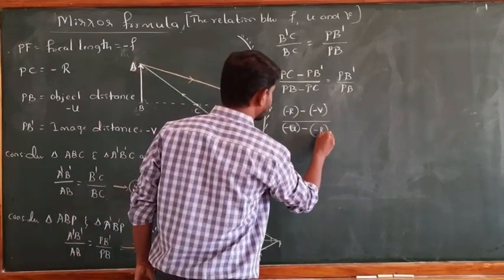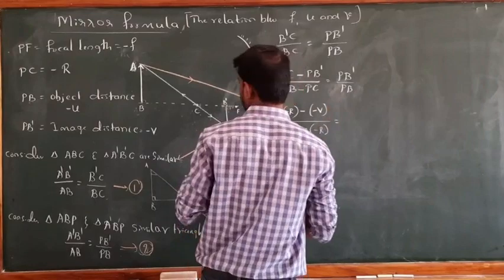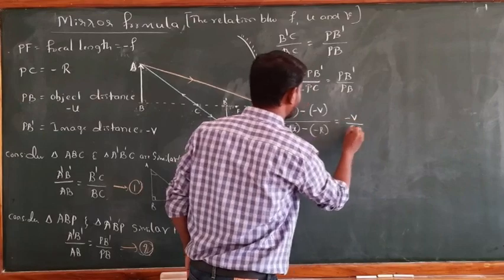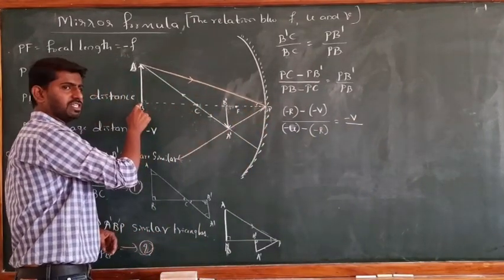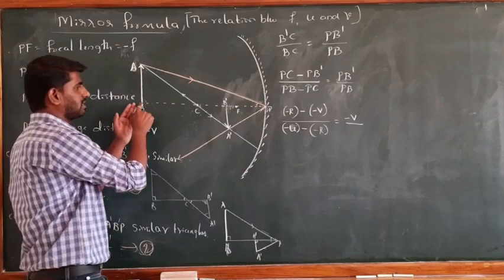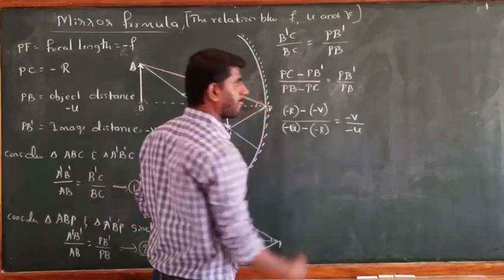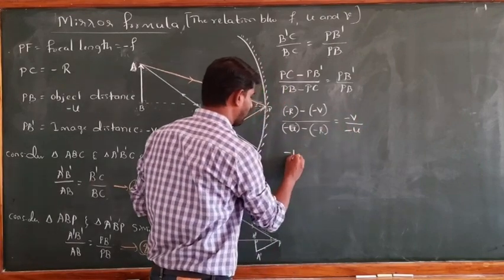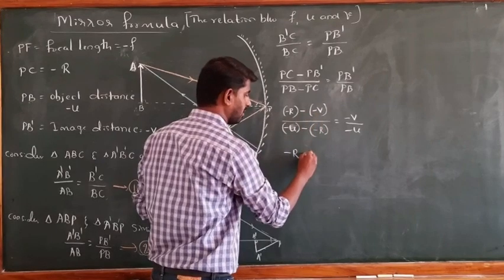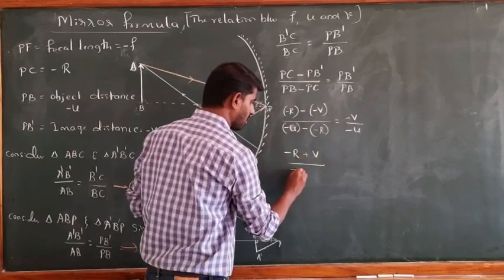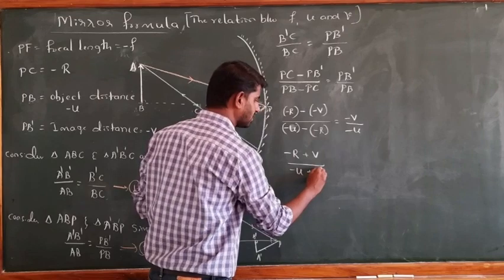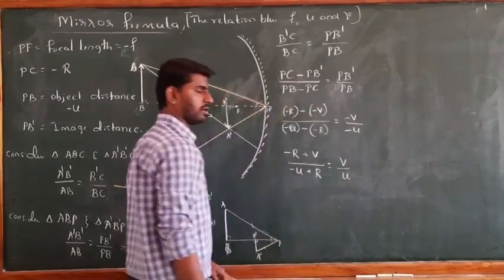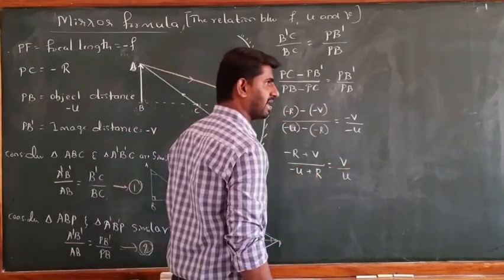What is PB dash? B dash is the position of the image, so PB dash means image distance, V. PB, from P to B where the object is, is the object distance, minus U. This is V and this is U. Minus cancels. So minus of minus gives plus V divided by minus U, minus of minus gives plus R, equal to V divided by U. Now take a cross multiplication.